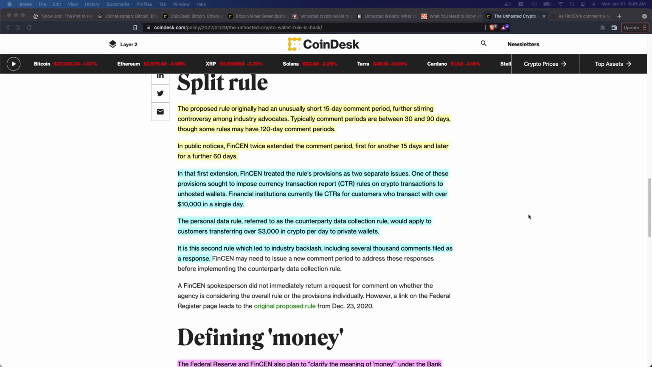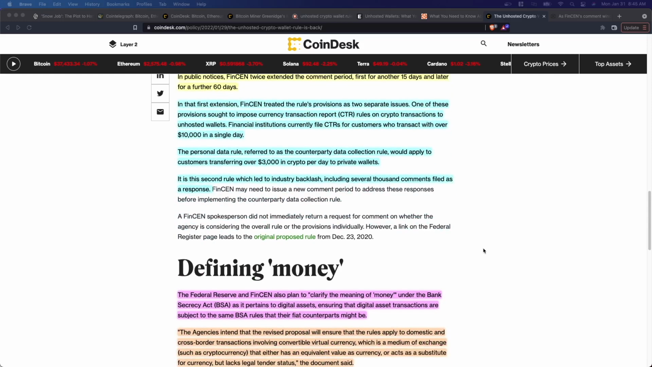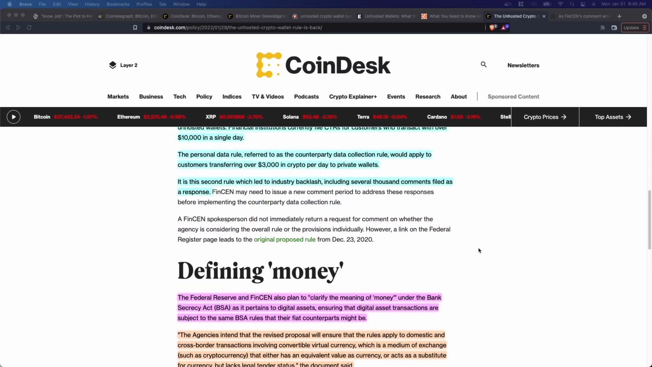Financial institutions currently file CTRs for customers who transact with over $10,000 in a single day. The personal data rule, referred to as the counterparty data collection rule, would apply to customers transferring over $3,000 in crypto per day to private wallets. It is the second rule which led to industry backlash, including several thousand comments filed as a response.